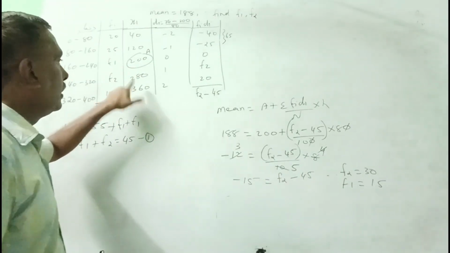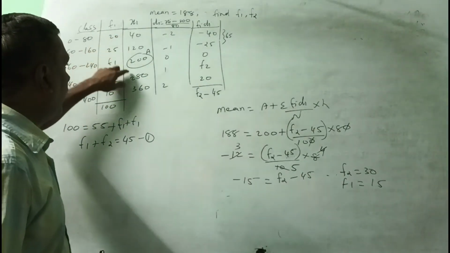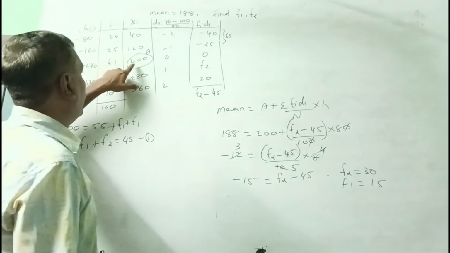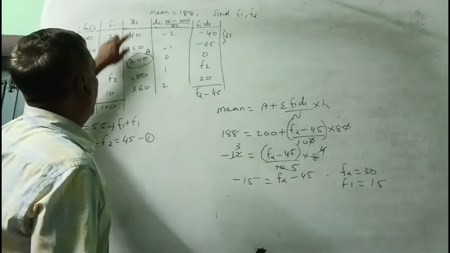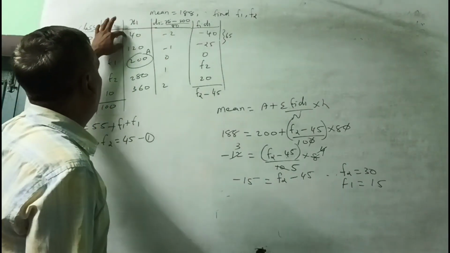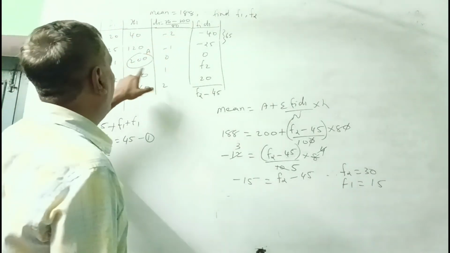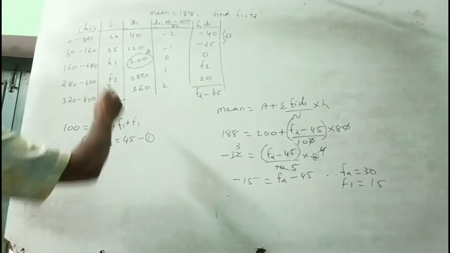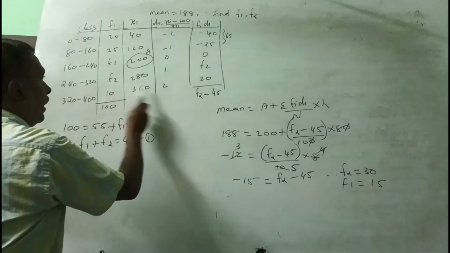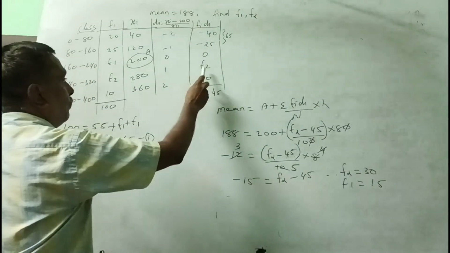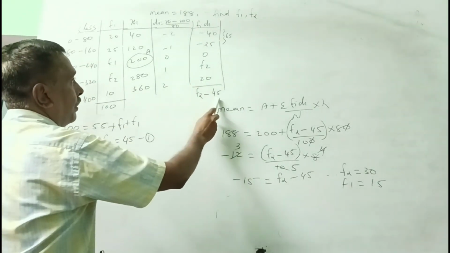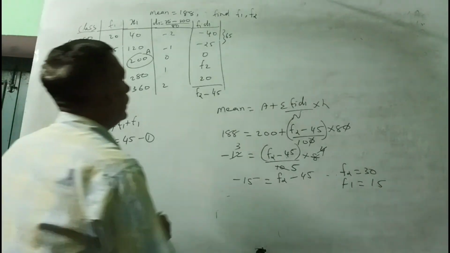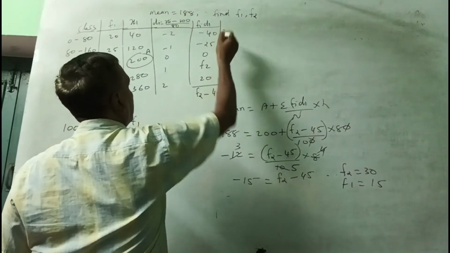You will get this. Since these are in AP, I use the assumed mean method, means shortcut method. So with assumed mean 200, di equals xi minus 200 upon the class width, that is the common difference 80. Dividing, 0, minus 1, minus 2, 1, 2 will come, and multiplying fi and di you will get minus 40, minus 20, 0, f2, 20. This total will come f2 minus 45. This is minus 65 coming, minus 65.